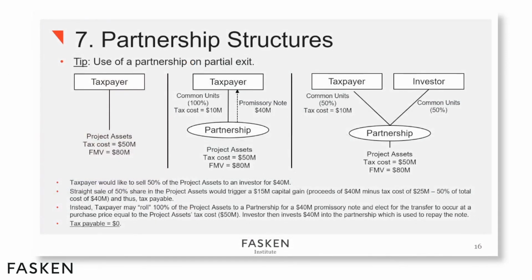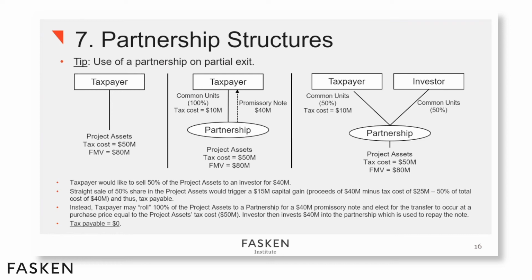And if you wanted to sell 50% of them to a co-investor, you would realize a capital gain, because if you sold 50% of the assets, you would have 50% of your cost, 25 million. And if you sold them for 50% of their fair market value, which is 40 million, you would have proceeds of 40 and a cost of 25. So you'd have a $15 million capital gain.